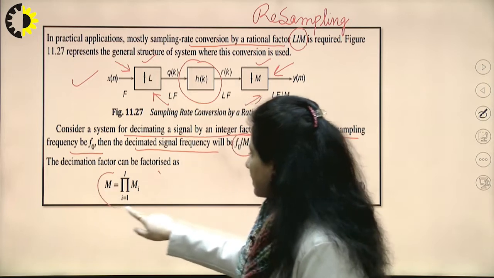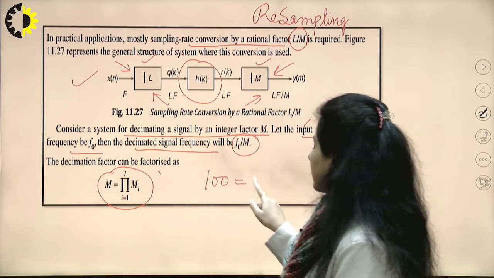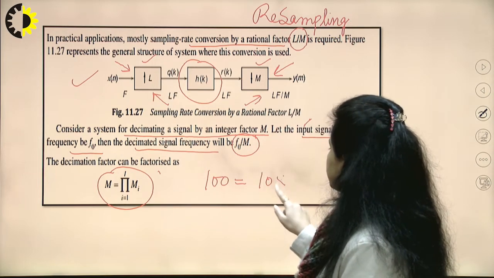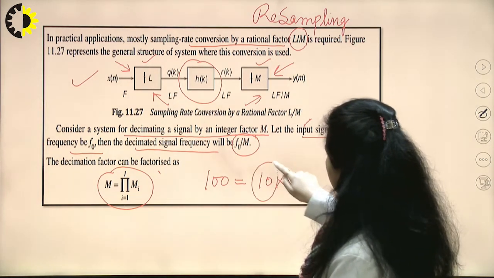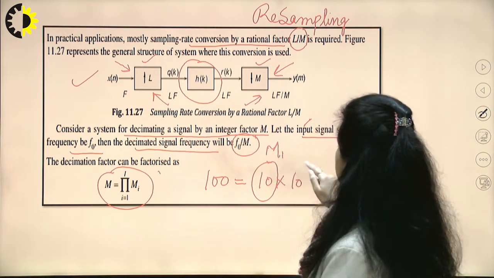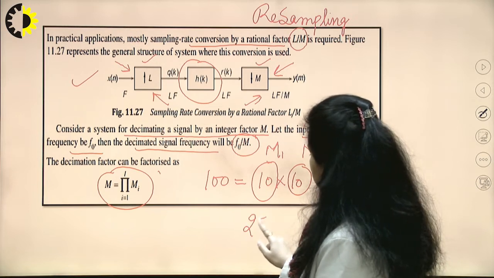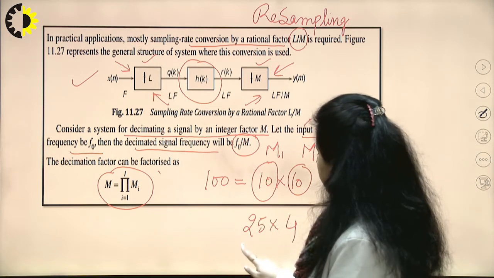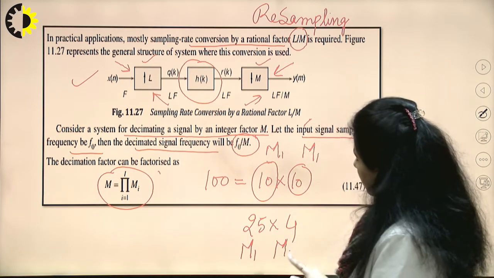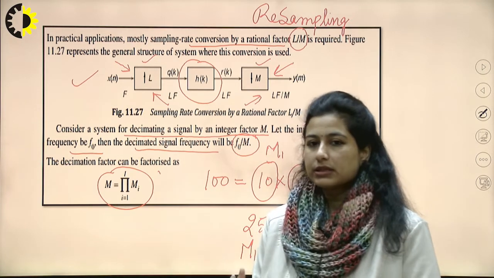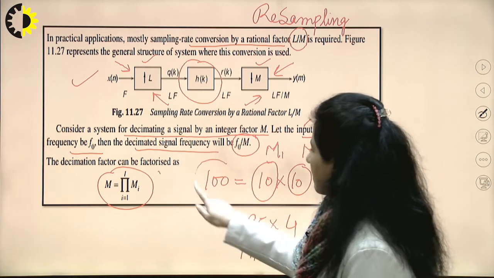So this M has to be factorized. If M has, say, the value 100, I can create its factors in numerous ways. Say I have 10 into 10 as one factorization. So I would design one system taking M equal to 10 and another system taking M equal to 10. Or this can also be 25 into 4. So one system would be designed taking M as 25 and the second system taking M as 4. And then both systems can be attached in series, or cascaded together, to get the effect of M equal to 100.